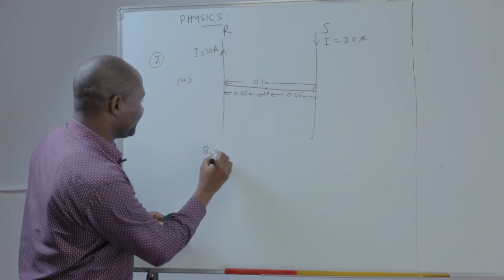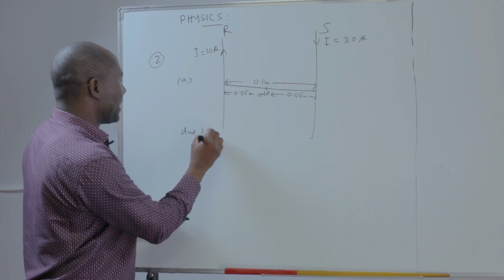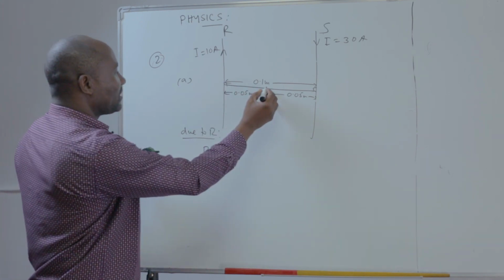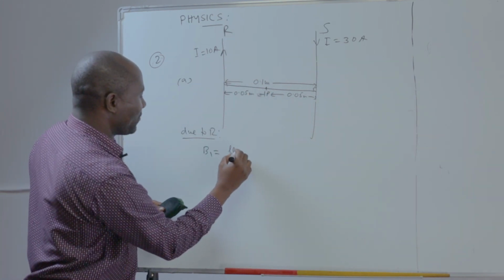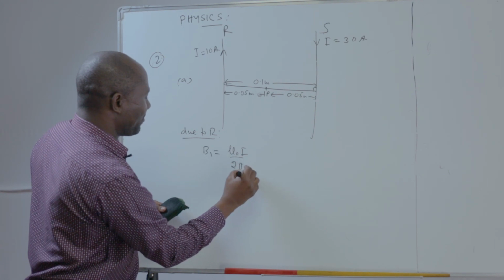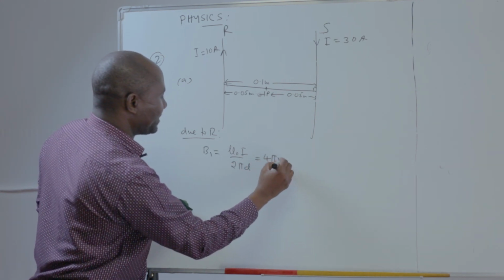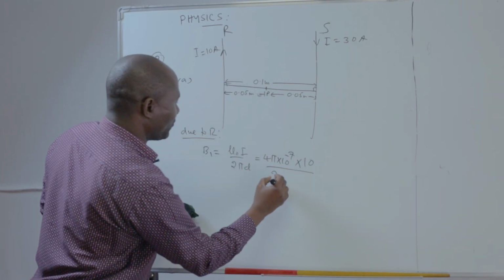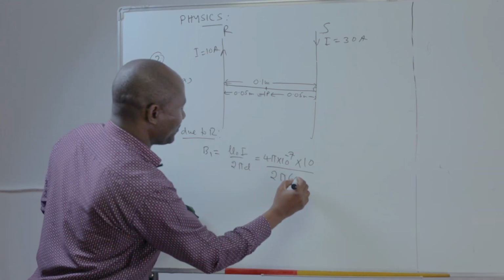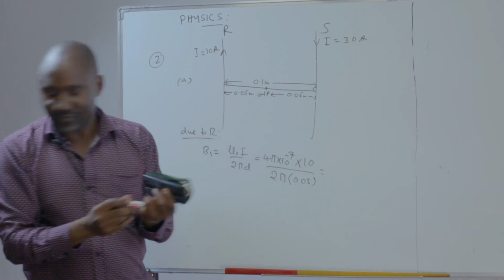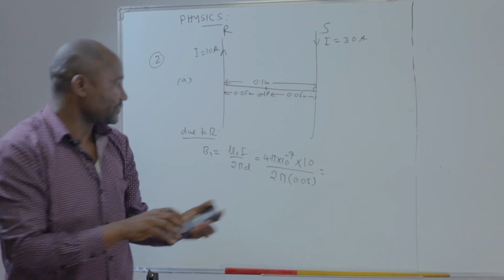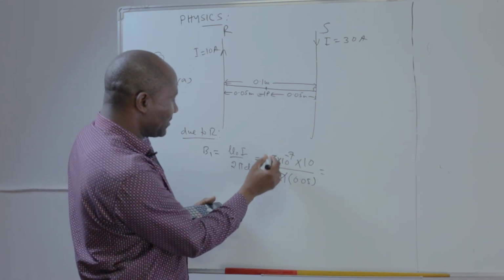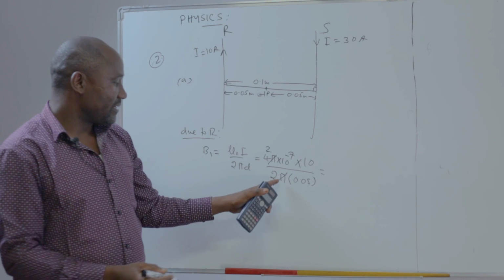Let's take B1, the magnetic flux density due to R. And we know our point here, according to the formula, is given by mu I over 2 pi d. This is 4 pi times 10 negative 7, that's our mu, and the current here is 10, over 2 pi d, 0.05. Using our calculator, you can find that simply, but before we do that, this will cancel out to be 2 pi, and then giving us 2.